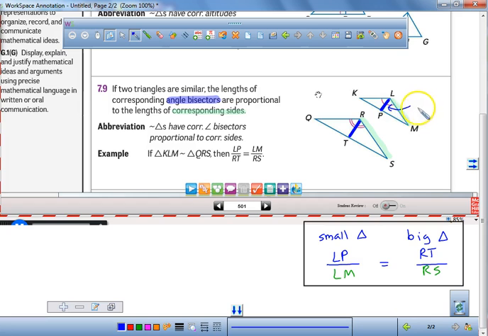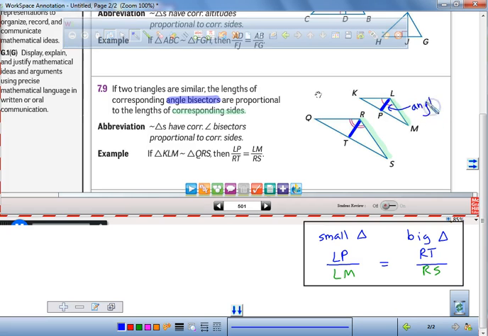How do I know that this is not an altitude, but it is an angle bisector? What does an altitude have to have that this does not? A right angle. Correct. It has to have a right angle, and this does not have a right angle. What does this do? It bisects whatever this angle is into two equal parts.